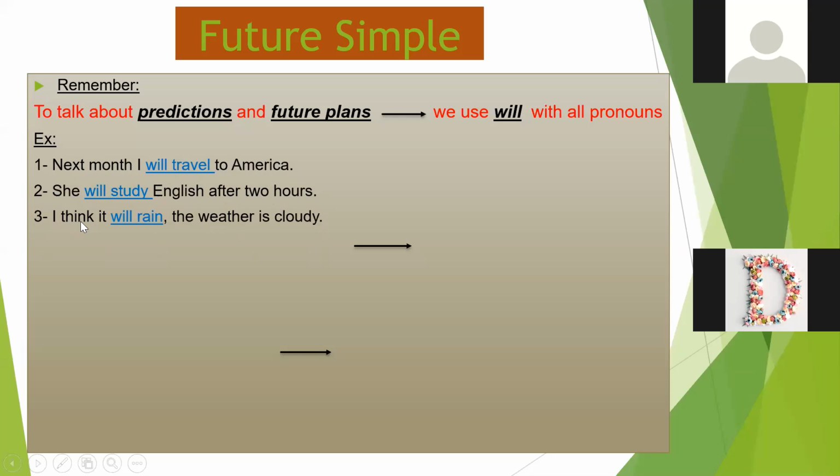Okay? I think it will rain. The weather is cloudy. So here, what is the keyword? Think. Think is the keyword for the future simple, and then I will put will plus the verb stem. So will comes with all pronouns, and then the verb stem. And if I want to make a negative, I will use won't. Won't means will not. That means I will put not after will, then I will add the verb stem.